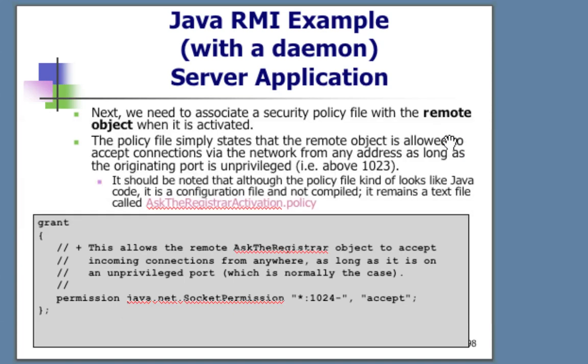So we have a text file, and it's called ask the register activation.policy. And we're going to grant permission for socket permission on the particular port that we're going to be using for this.